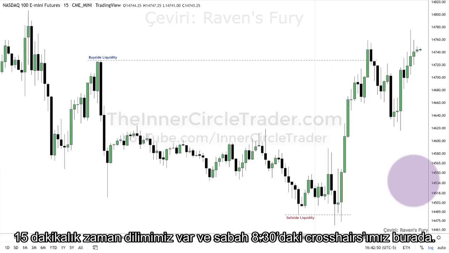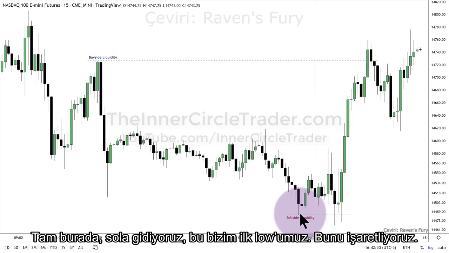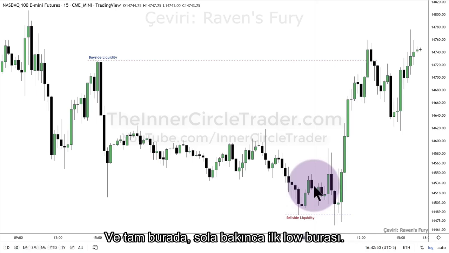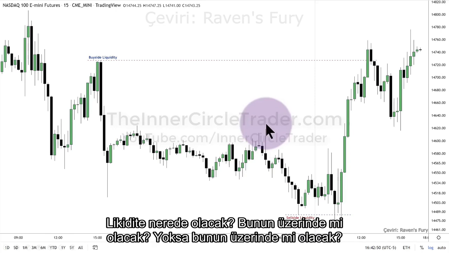All right, so we have the 15-minute time frame, and we have our 8:30 in the morning crosshairs here. Crosshairs are the vertical line that denotes the time that we start looking back to the left, okay? Right here, go to the left, we see here, this is our first low. So we mark that. And right in here, first to the left is here. We don't want to use this low by itself because it's inside of this candle. So I want to use the extreme. Where's the liquidity going to be?